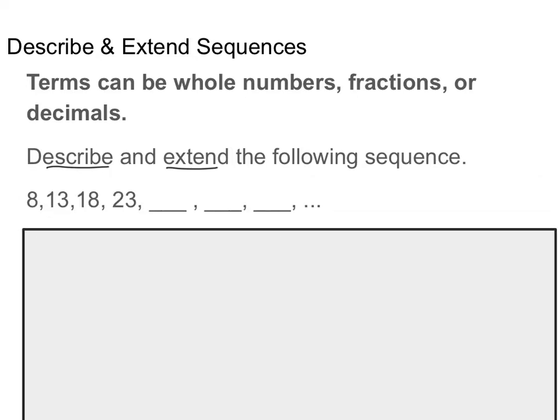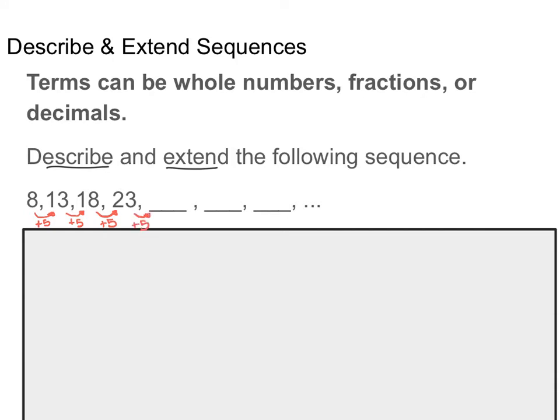So I have 8, 13, 18, 23. First, to describe it, how much is it increasing from each one? So I'm going to look here. To get from 8 to 13, I'm adding 5. Well, let's see if that's the same to get from 13 to 18. Is that adding 5? Yes. How about 18 to 23? Yes, it's adding 5. So to figure out these next ones, I'm going to add 5.